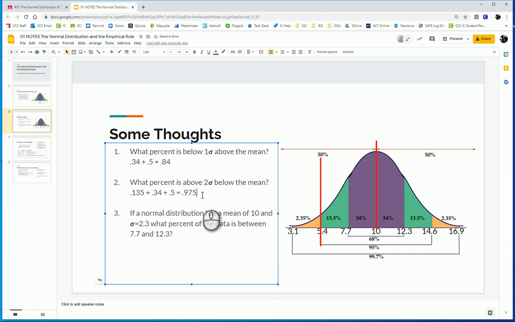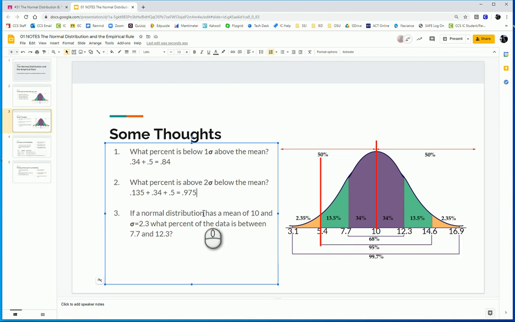So 97.5% is above the mean, above 2 sigma, or you have a 97.5% chance or 97.5% probability of getting a value above 2 standard deviations below the mean. Okay. All right, next question.